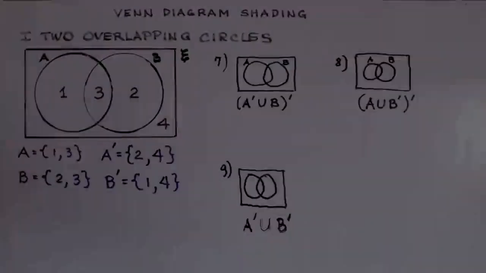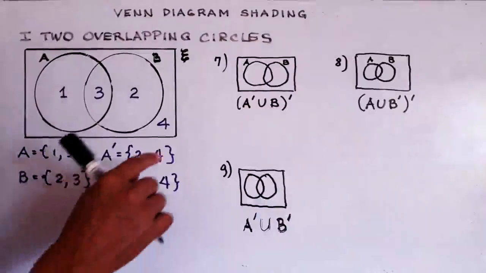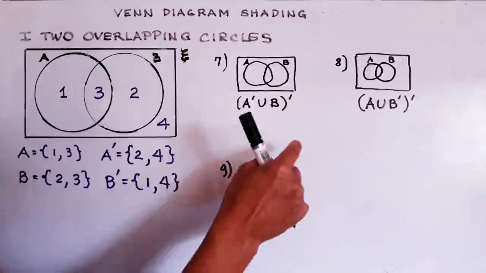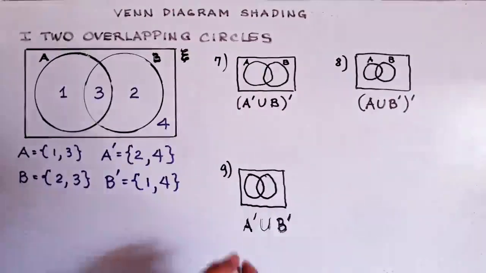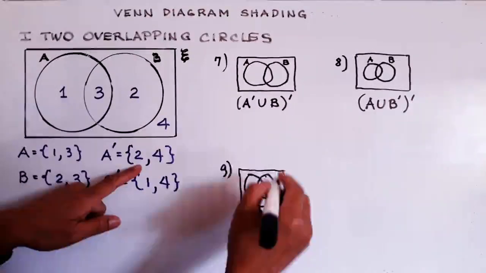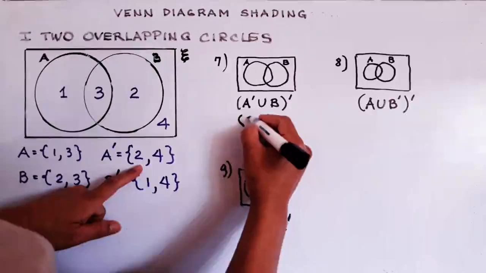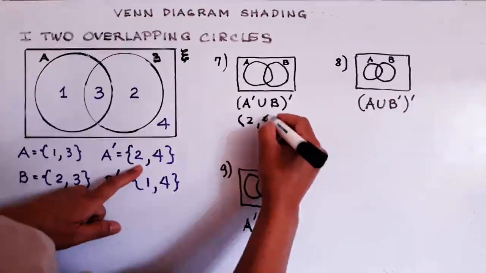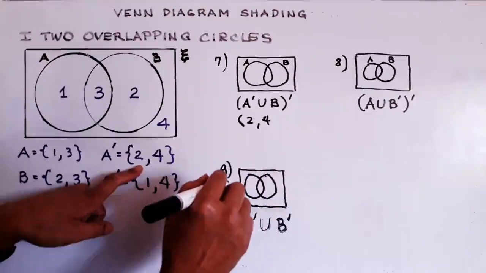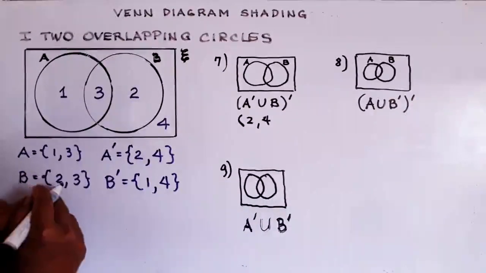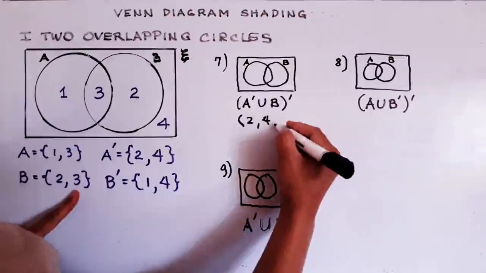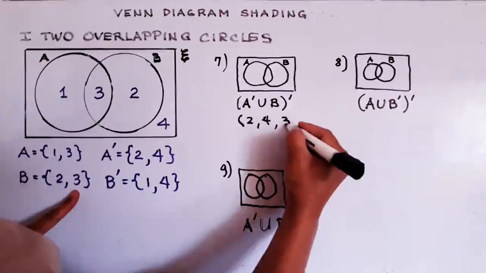Okay, let's have number 7, class. We have A' union B, and then the complement. So let's combine the A'. Yes, the A' is 2, 4. Just combine it with B. Where's the B? Here's the B. 2, the 2 is there already. 3, we don't have yet the 3. So we have the 3.